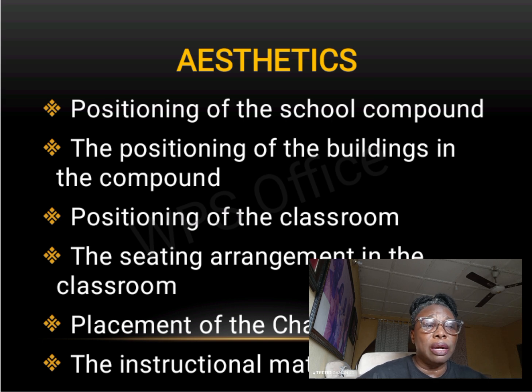The seating arrangement in our classrooms also deals with aesthetics. How do we position the seating arrangement? Are the learners seeing the board or whatever physical activities go on? What of the placement of the board? How is our chalkboard placed? Is it placed in a way that the glare from the sun disturbs it, or is it placed in a way that at all times of the day the learners see what goes on on the chalkboard?